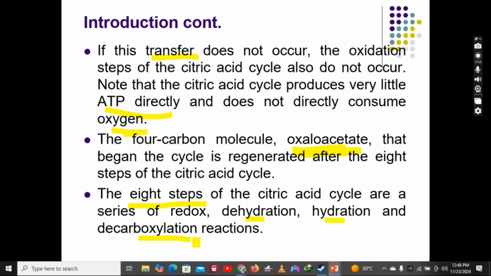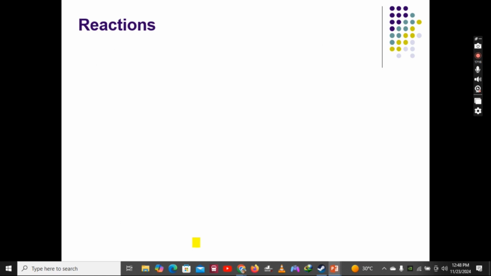So if you remember, in glycolysis we have 10 steps. You have to take note of that. But in the citric acid cycle, it's an 8 step process. So let's move. Let's look at the reactions.